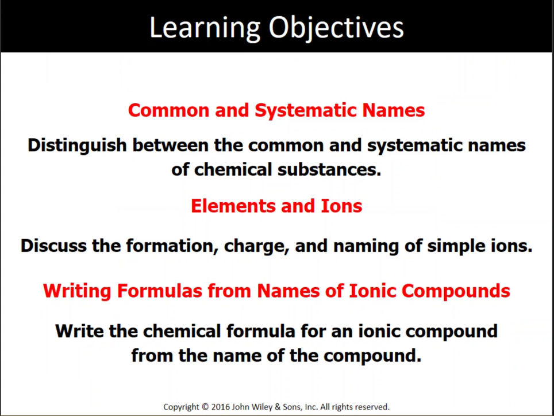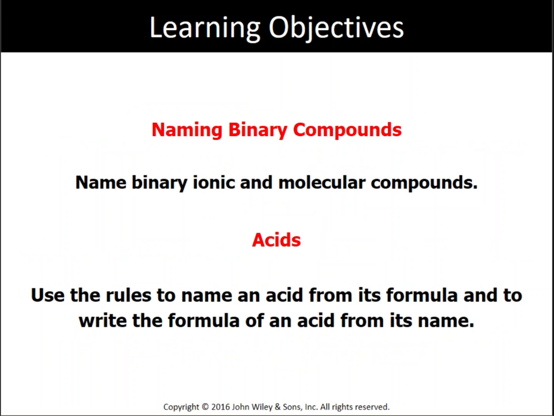Now, in this chapter, we're going to start with showing you the difference between common and systematic names. We're going to show you how ions are formed and how we can name individual ions. And once we learn how to name individual ions, we're going to put cations and anions together to form binary ionic compounds. We'll look at their naming. So binary ionic, binary molecular, and then we're going to look at some acids. We're going to start with binary acids, and then move on to oxyacids.